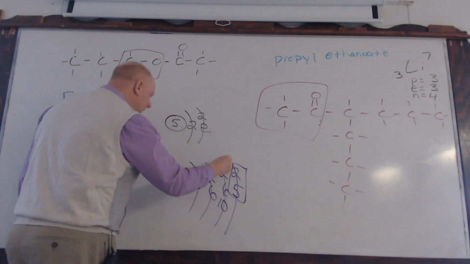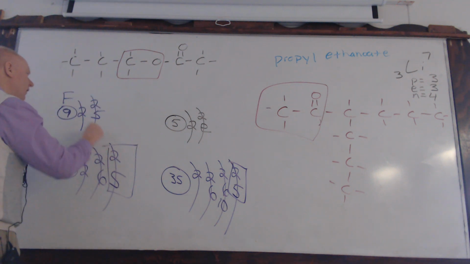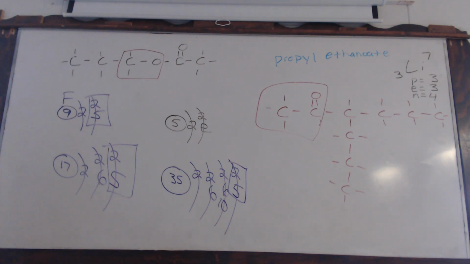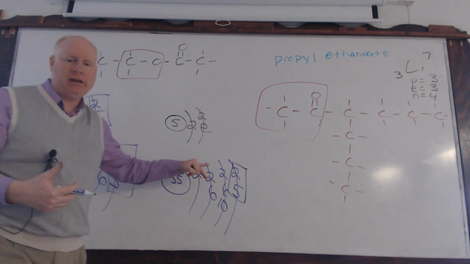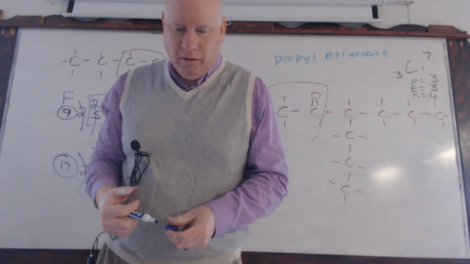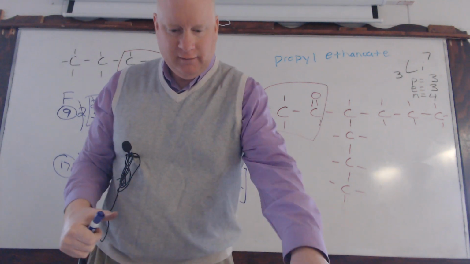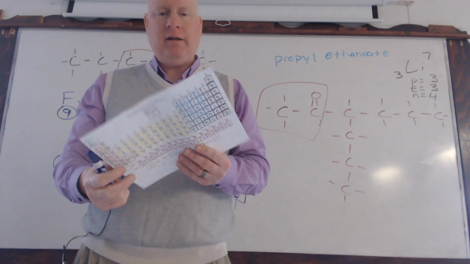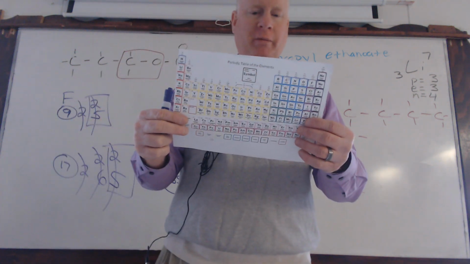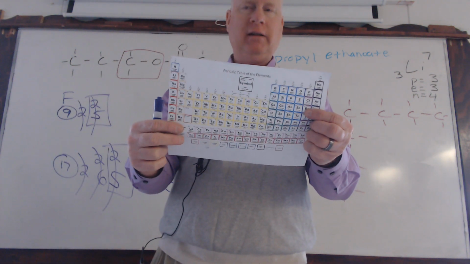What does this, and this, they have something in common? Equals 7. They all add up to 7 because these are halogens in the 7th column. Okay? So what that means, when we did that bromine, which is right here, correct?